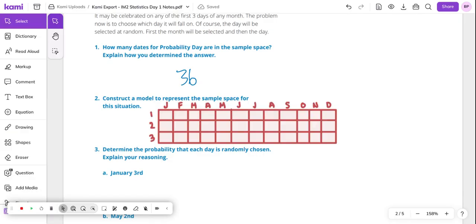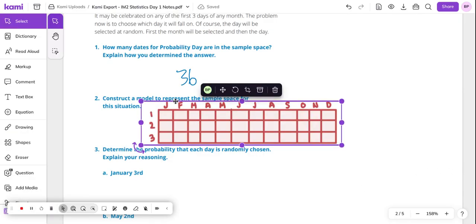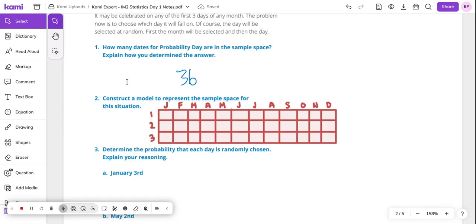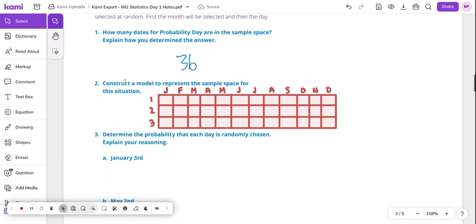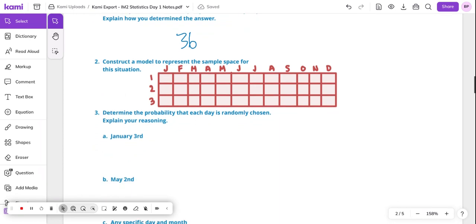So pause right now. All right, so here's my model. It just represents January, February, March, April, May, June through December. It just shows the first 3 days of each month. So there's 36 possibilities here, right? So what's the probability that each day is chosen at random?